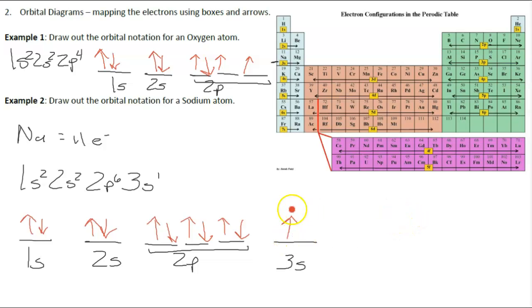The reason we do this is so that we can ultimately see how many unpaired electrons there are, because unpaired electrons are going to be where bonds are formed. So your oxygen has 2 unpaired electrons, and oxygen will form 2 bonds. Your sodium has 1 unpaired electron, and that's going to impact how it bonds as well. So go ahead and practice your orbital diagrams on the last page of your notes and reach out if you have any questions. Thanks.